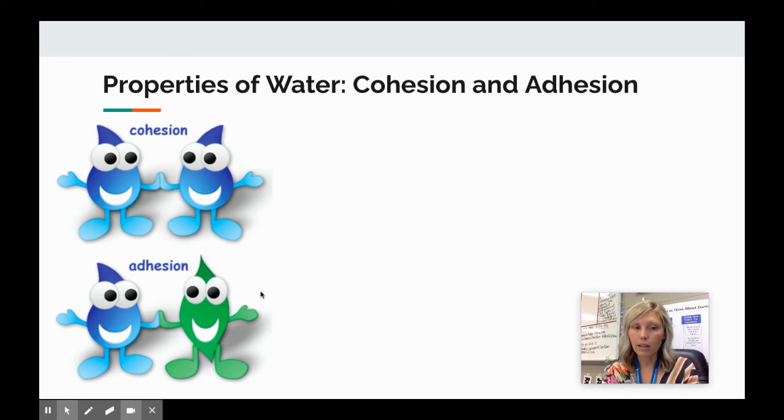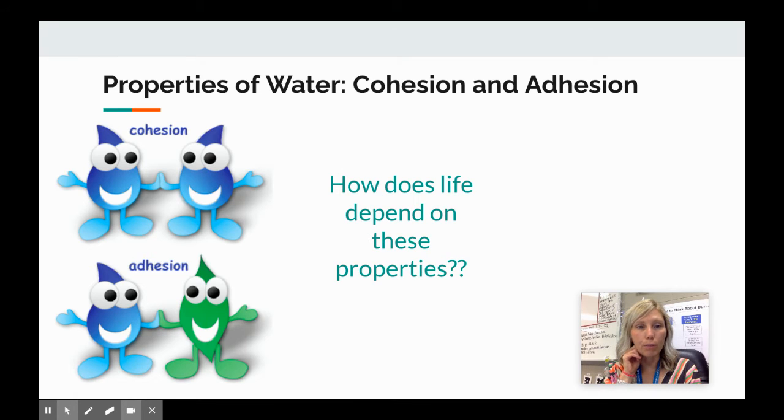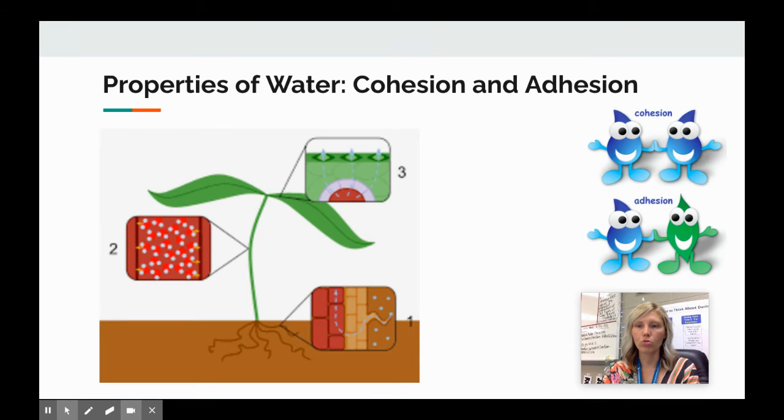Adhesion, what is it? Adhesion is the attraction between water and something else other than itself. So water will adhere to other items. Now, most importantly, how does life depend on these properties? I think these are two good ones to talk about together. You can kind of wrap both of them up together if you choose a plant in your discussion.